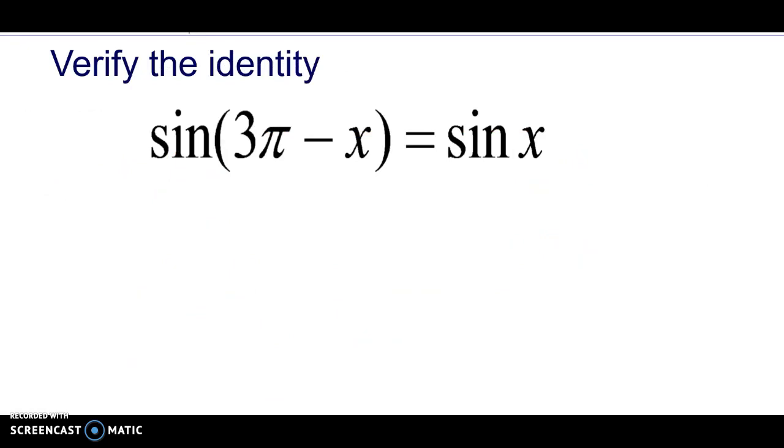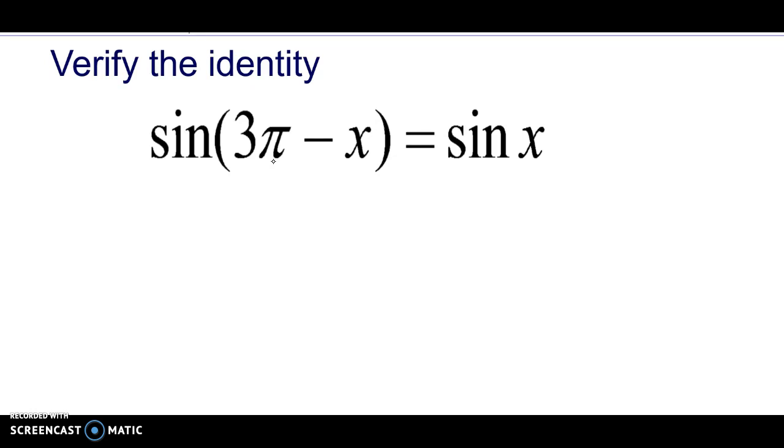Verify the identity. Remember, we're not solving, we're verifying, okay? I'll give you a hint. I would start with the left side. Remember, we start with the complicated side. And also a hint is you probably want to use your difference identity. Okay, go ahead, put me on pause, try it out.